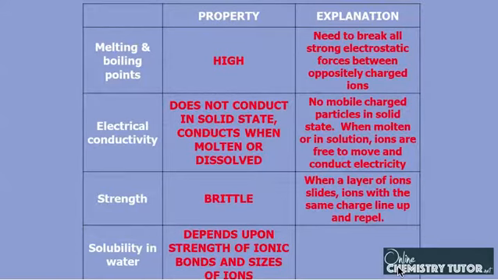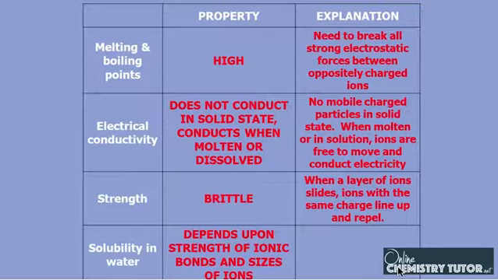So just a summary of the different properties that we've covered. They have high melting and boiling points because you have to break all of those strong electrostatic forces. Electrical conductivity we didn't talk about just then. You've probably covered this before, but just to recap: in the solid state, the ions are in fixed positions. They're not free to move, so they can't carry electricity. But the moment you melt it, the ions then become free to move, and they can then conduct.